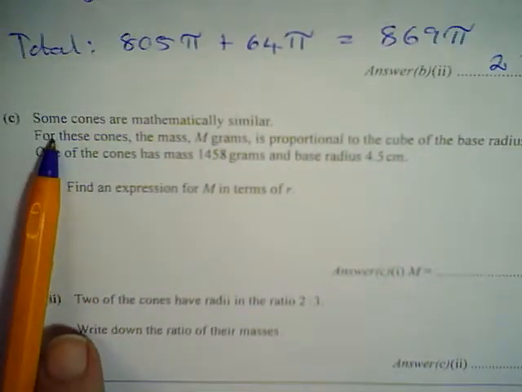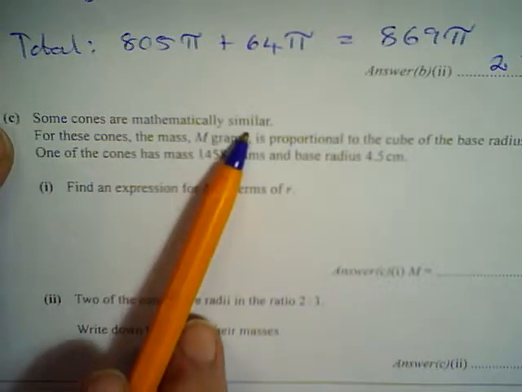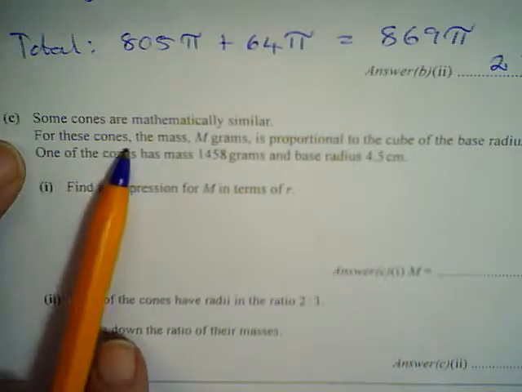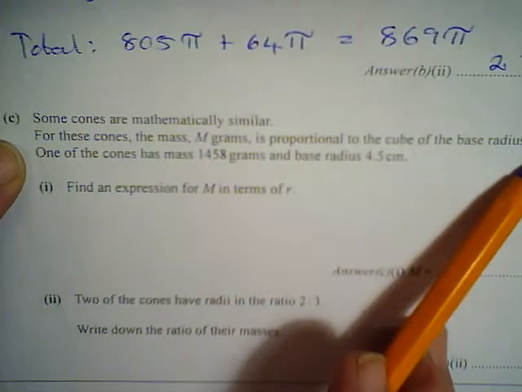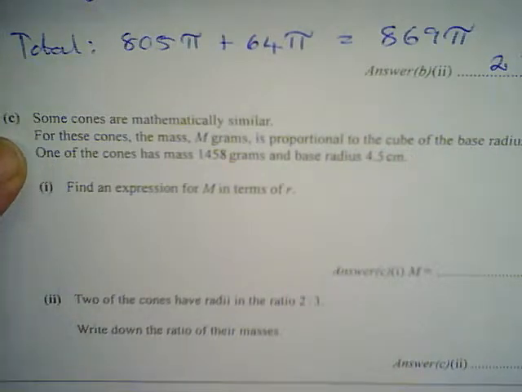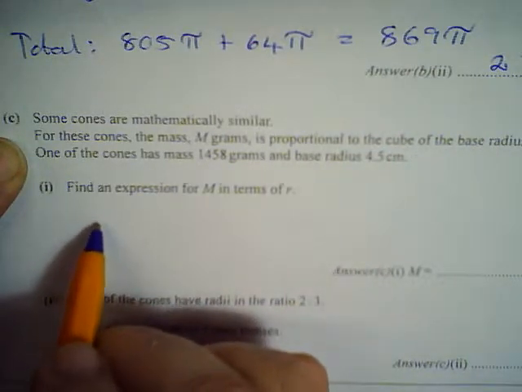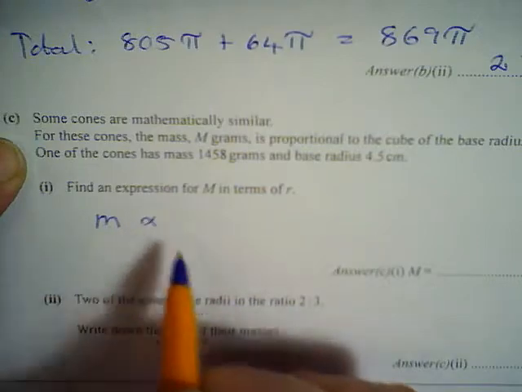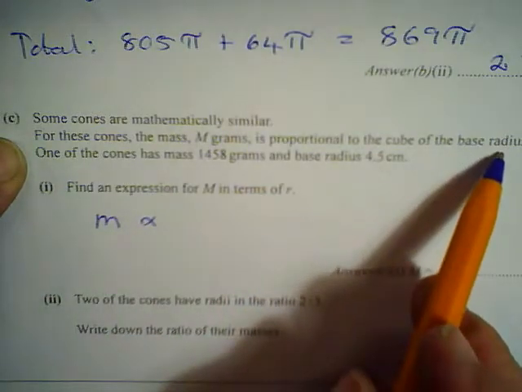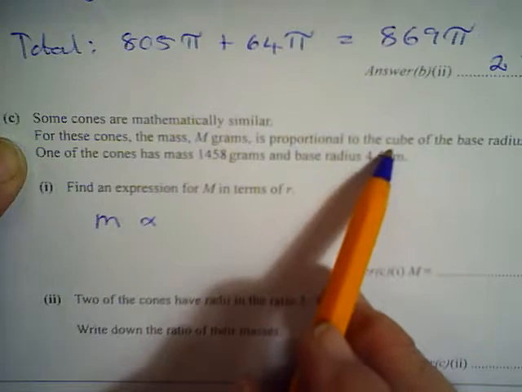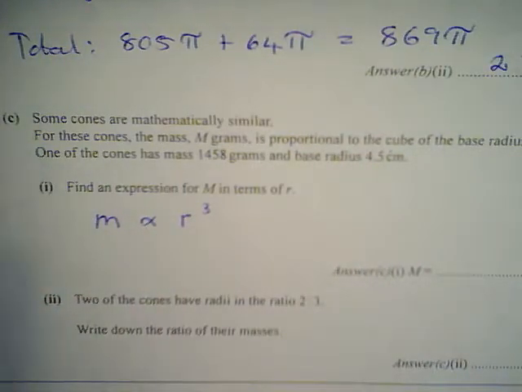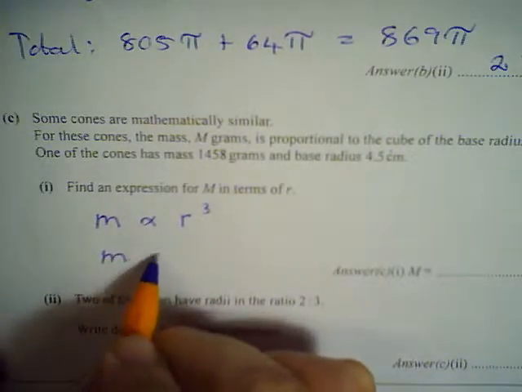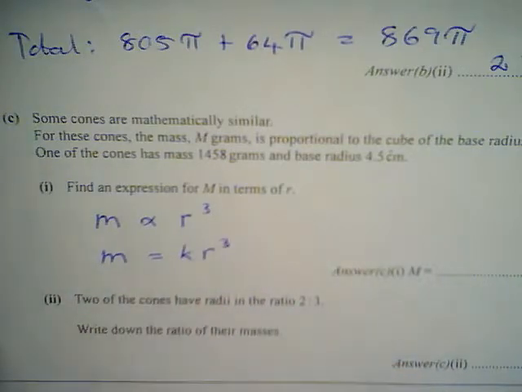Okay, good. So let's move to C. Some cones are mathematically similar. For these cones, the mass m is proportional to the cube of the base radius. So this is a proportional question. So the mass is proportional to the radius cubed. Okay, but we know that there must be a constant involved. So mass equals constant times r cubed.